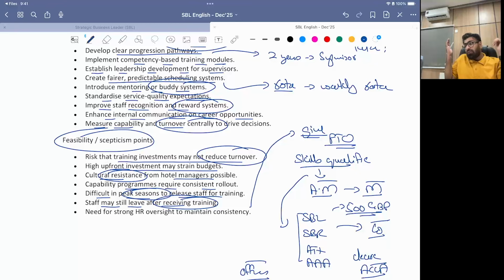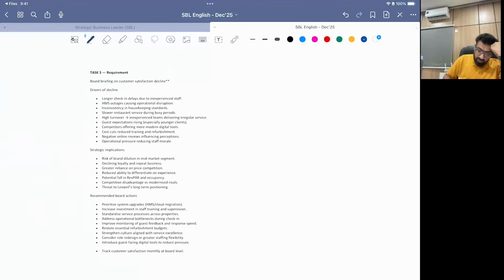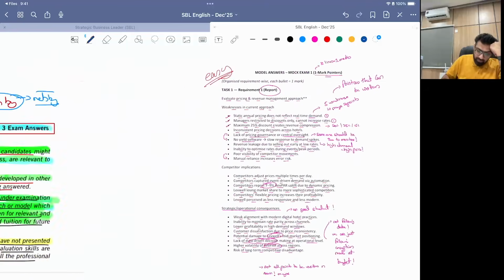You can say that, sir, we have trained. In fact, we pursued training first, and that's despite the staff leaving. So yeah, this could happen, right? So there is a need for strong HR oversight to maintain consistency. Yeah, this could be done. This should have been done, right?